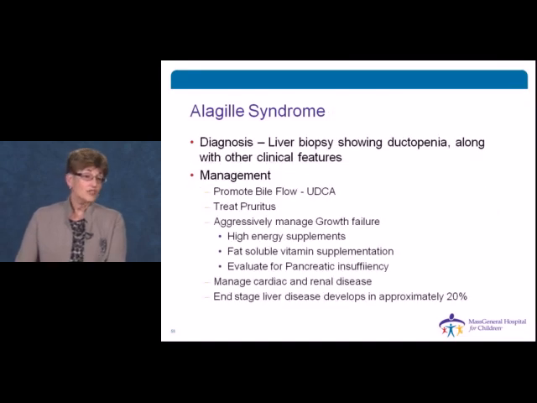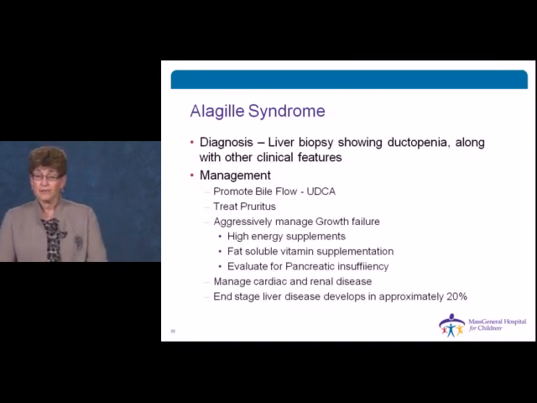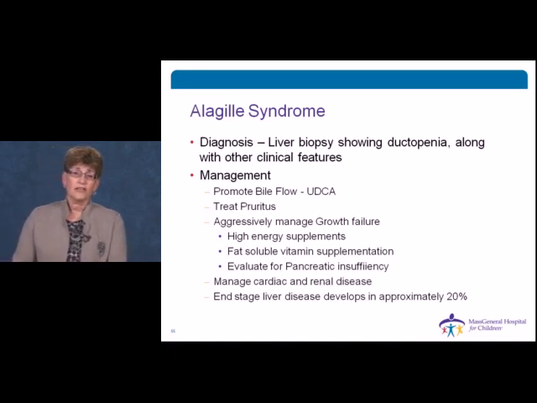The diagnosis generally is made initially by liver biopsy showing ductopenia, along with some of these other clinical features. And ductopenia, sometimes on liver biopsy, can be challenging to see, particularly because if you don't have enough bile duct portal tracts, you may appear to have ductopenia just because you don't have a large enough sampling.